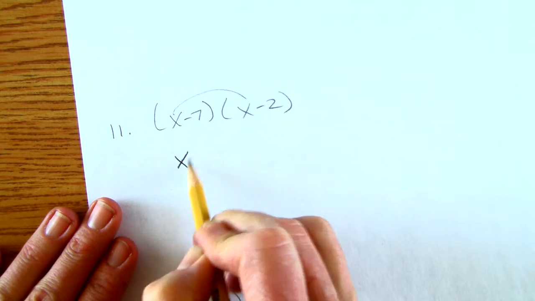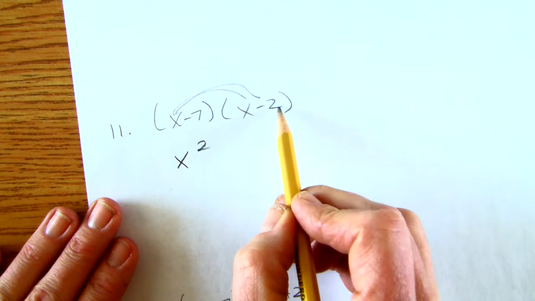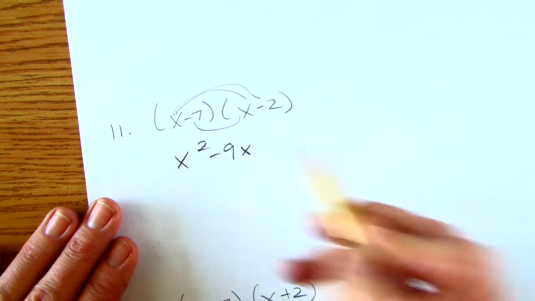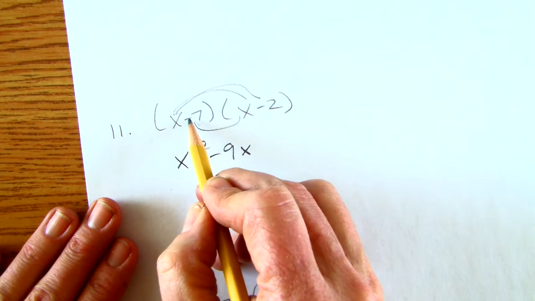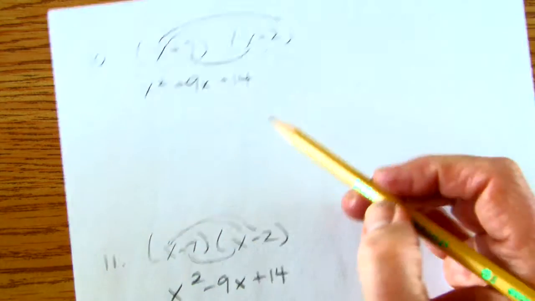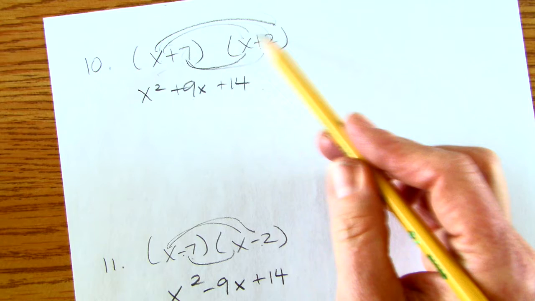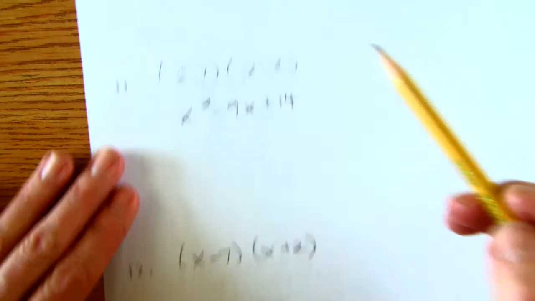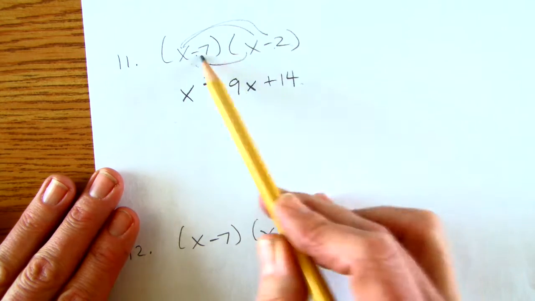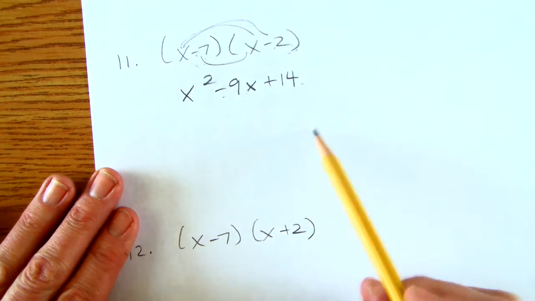X times x, x squared. My outer term is going to be a negative 2x, my inner term is going to be a negative 7x, that's going to give me a negative 9x, and then a negative 7 times a negative 2 is a positive 14. So here we are, they were both positive, plus 9x plus 14. They were both negative, negative 9x, but still a positive 14, because when you multiply two negatives.